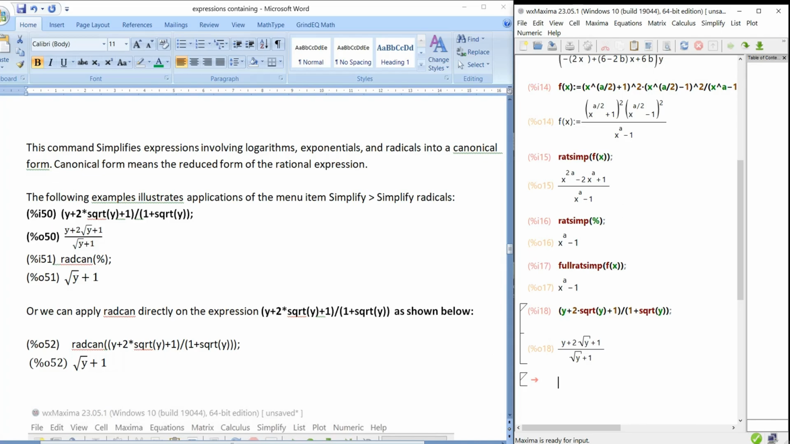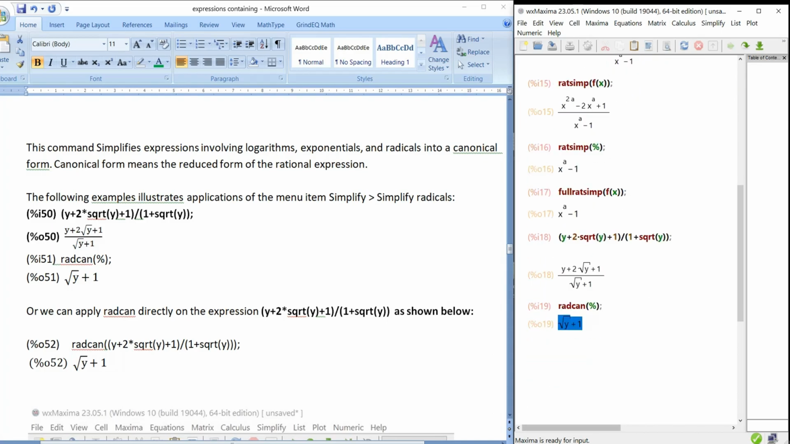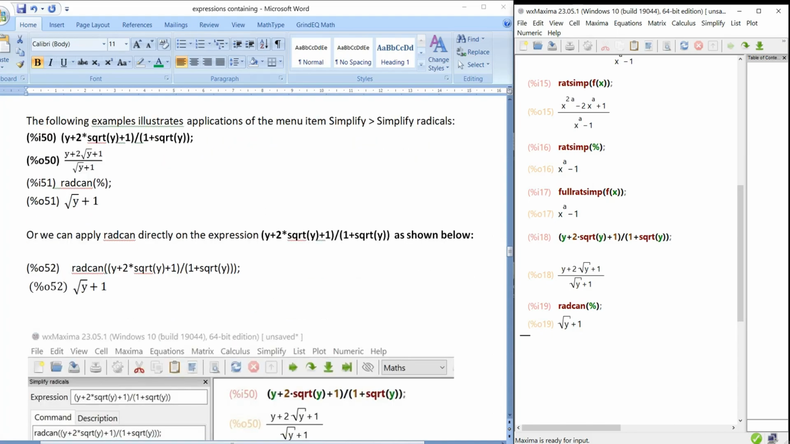For simplification of radicals, in the simplify radicals option, the function is radcan. Radcan, you need to remember these functions. Radcan acting on percent. Percent means the output which was just obtained in the step above. Shift along with enter key. This is the final answer, root y plus 1. So we have simplified the radicals.